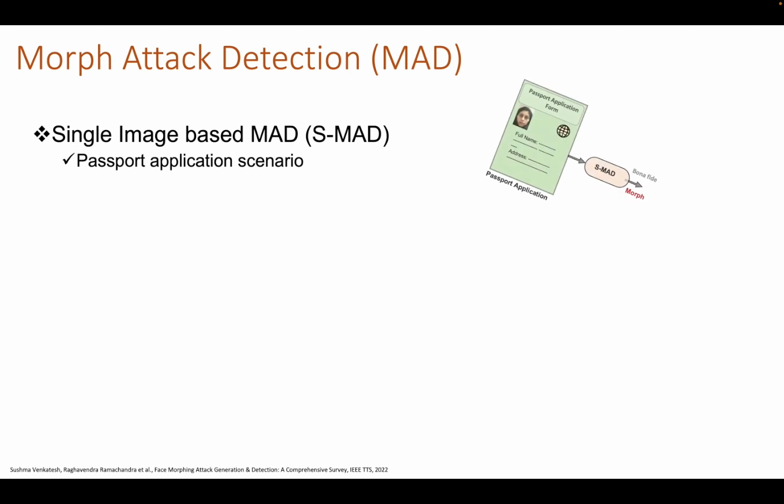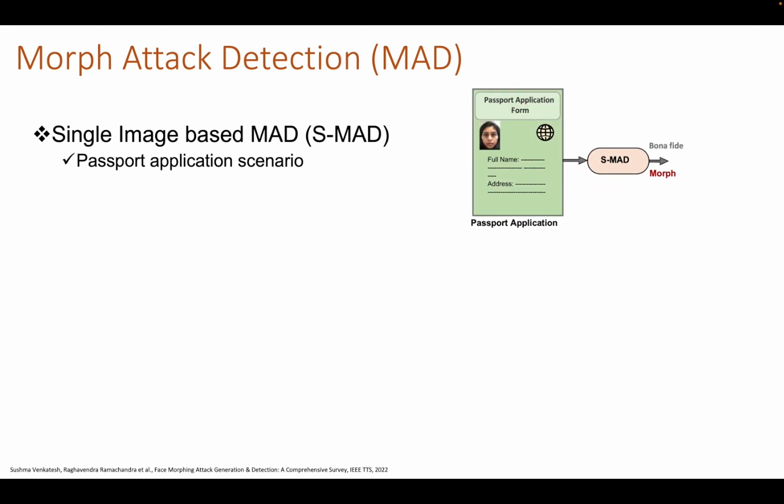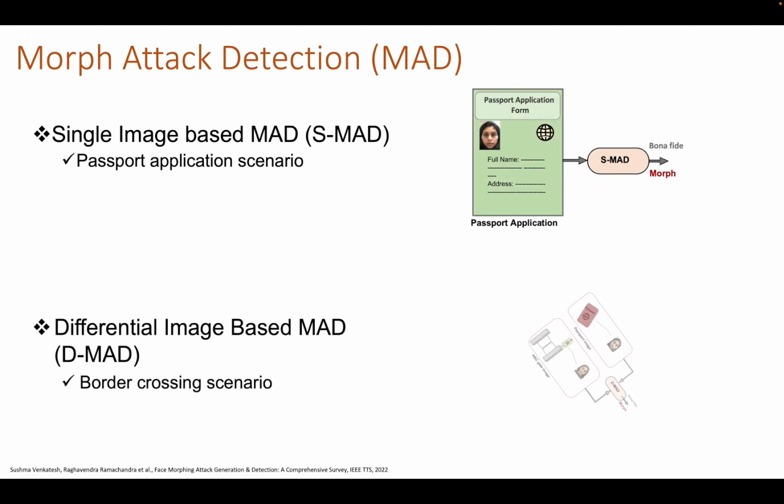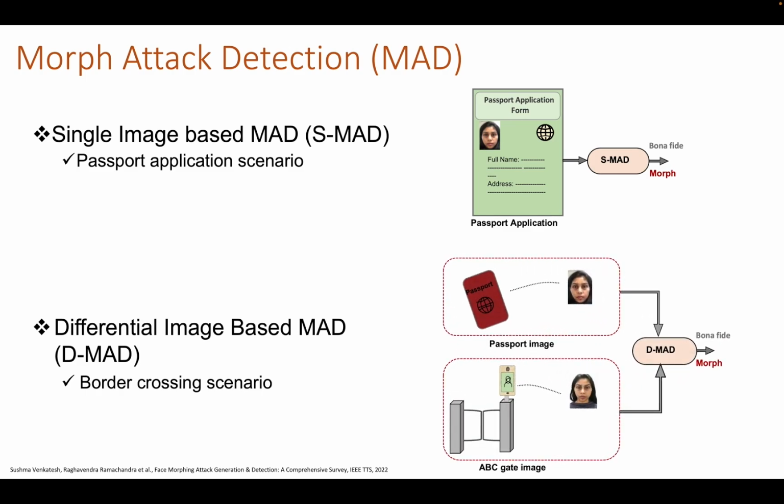So there are two different ways how the morph attack detection can be performed. The first type is single image based morph attack detection. The application scenario is the passport application scenario, where given a single facial image, we need to detect whether it is a morphed image or not.